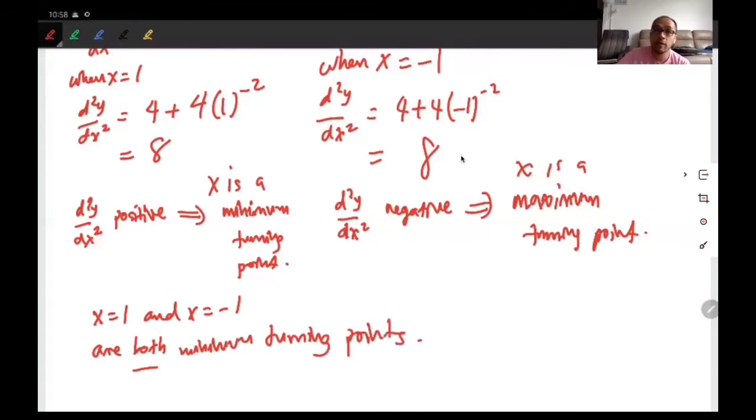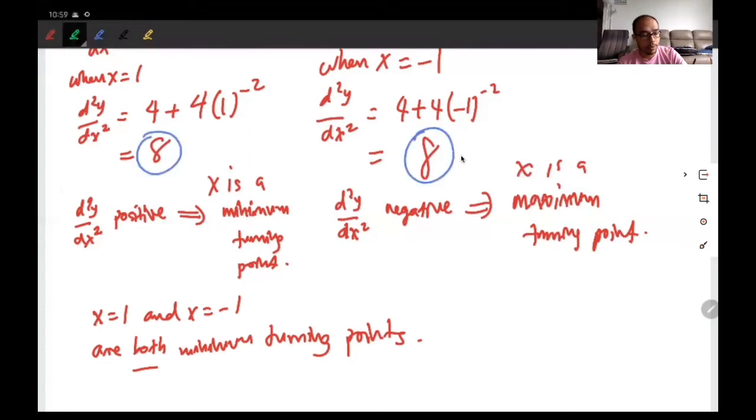Four x over 4 minus x. Okay, fine. I think it's both possible. Both are minimum turning points because both the values of d2y dx2 are positive.